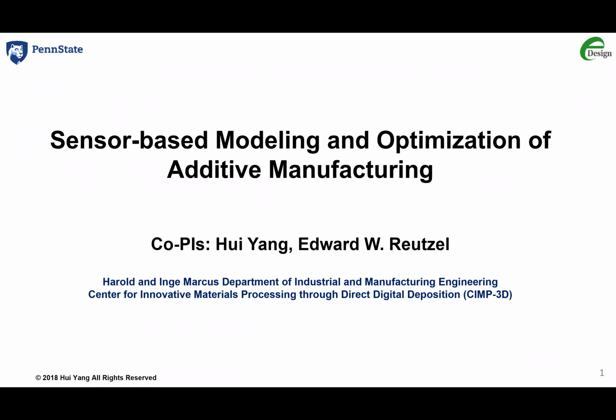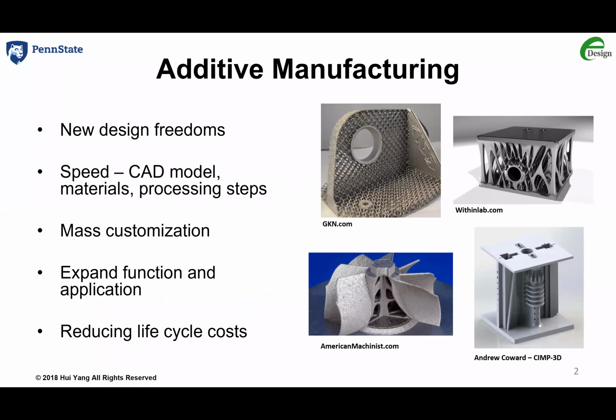My name is Hui Yang, and this is a collaborative project with Dr. Russo from Sims3D. So additive manufacturing brings a lot of benefits. For example, new design freedoms. So we can print complex structures as shown on the right side. And also the manufacturing speed is actually extremely fast right now.